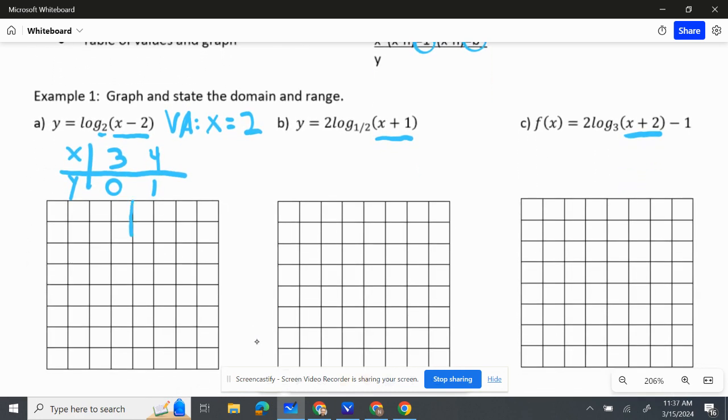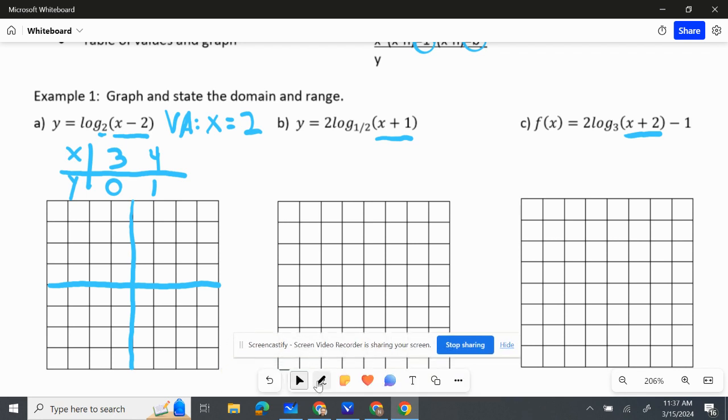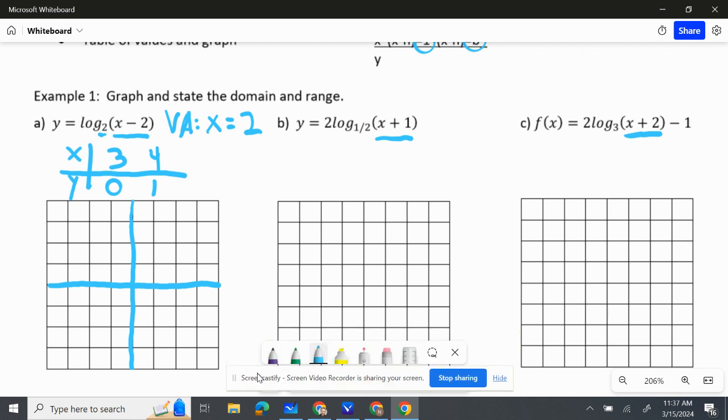So when we're graphing this, we are going to plot our vertical asymptote. So our vertical asymptote is going to be 2. So we're going to draw a vertical asymptote at 2. And then with our graph, we have 3, 0, and we have 4, 1. And this right here is going to be our graph.